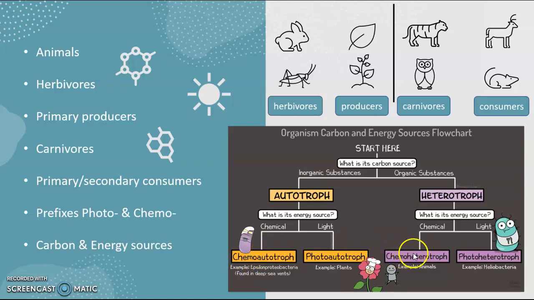A chemoheterotroph example would be most animals because we get our food and carbon from consuming organic matter. Photoheterotrophs, on the other hand, are really rare because they have to get their carbon from organic materials, but they have to get their energy source from sunlight.